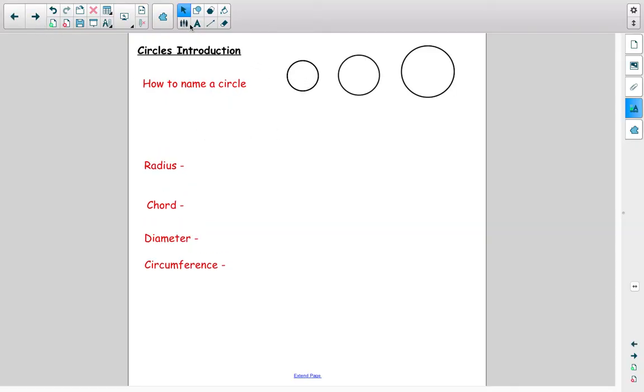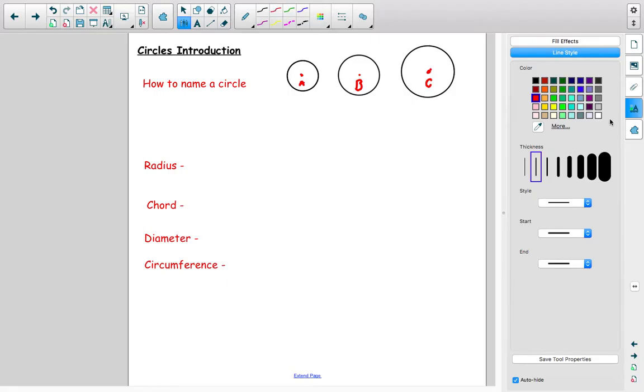A circle's name is all based on the center. So if there was a dot here in the center, and this one had an A, and maybe there's a dot here in the center, and this one has a B. Maybe there's a dot here, a center point here, and it has a C. We're going to name them based on the centers of the circle.